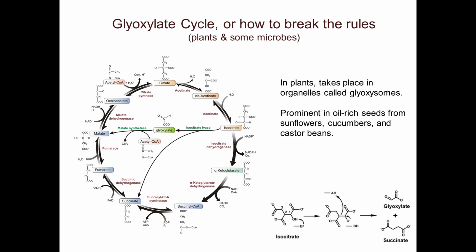Right, and the last thing I want to talk about, I'm not going to mention the ethanol part too much because we already did that one, but I want to talk about how you bypass the citric acid cycle or find a way across the citric acid cycle. This is called the glyoxylate cycle, or how to break the rules. So plants do this in their seeds, and some microbes do this. Some bacteria can do this. So mainly, we're going to talk about how it happens in plants and then in one particular bacterium.